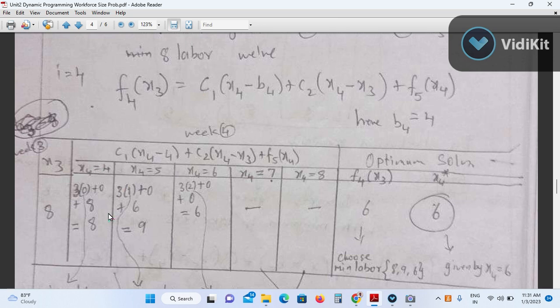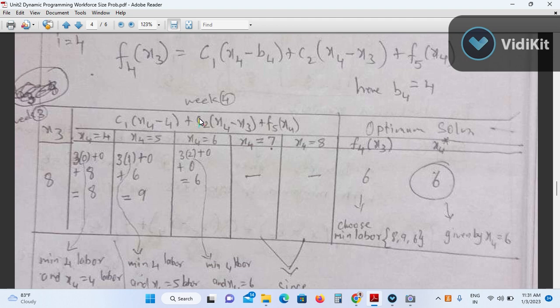Or in another way, you can also apply it logically. So here x4 minus b4. Here b4 is 4, and x4, if you consider 4. So what is the thing here? 3 times (x4 minus b4), so x4 is 4, b4 is 4. Therefore 4 minus 4 is 0. That is what is reflected here.